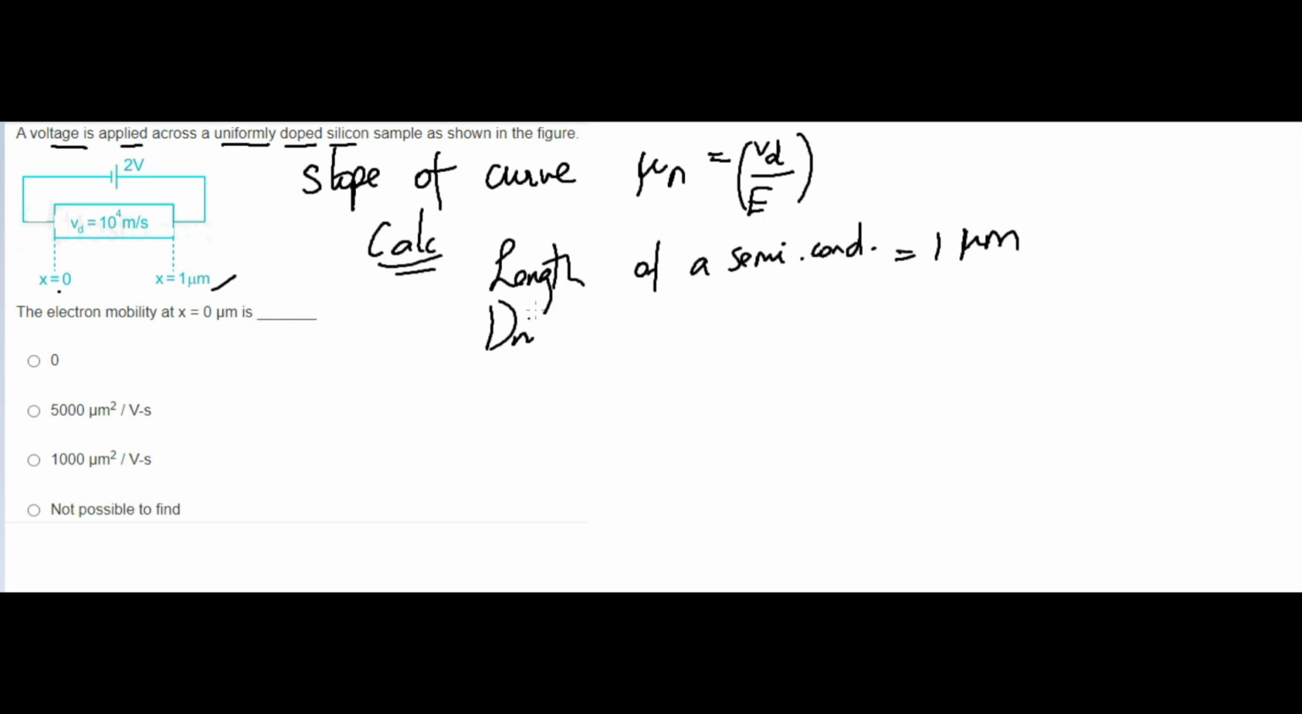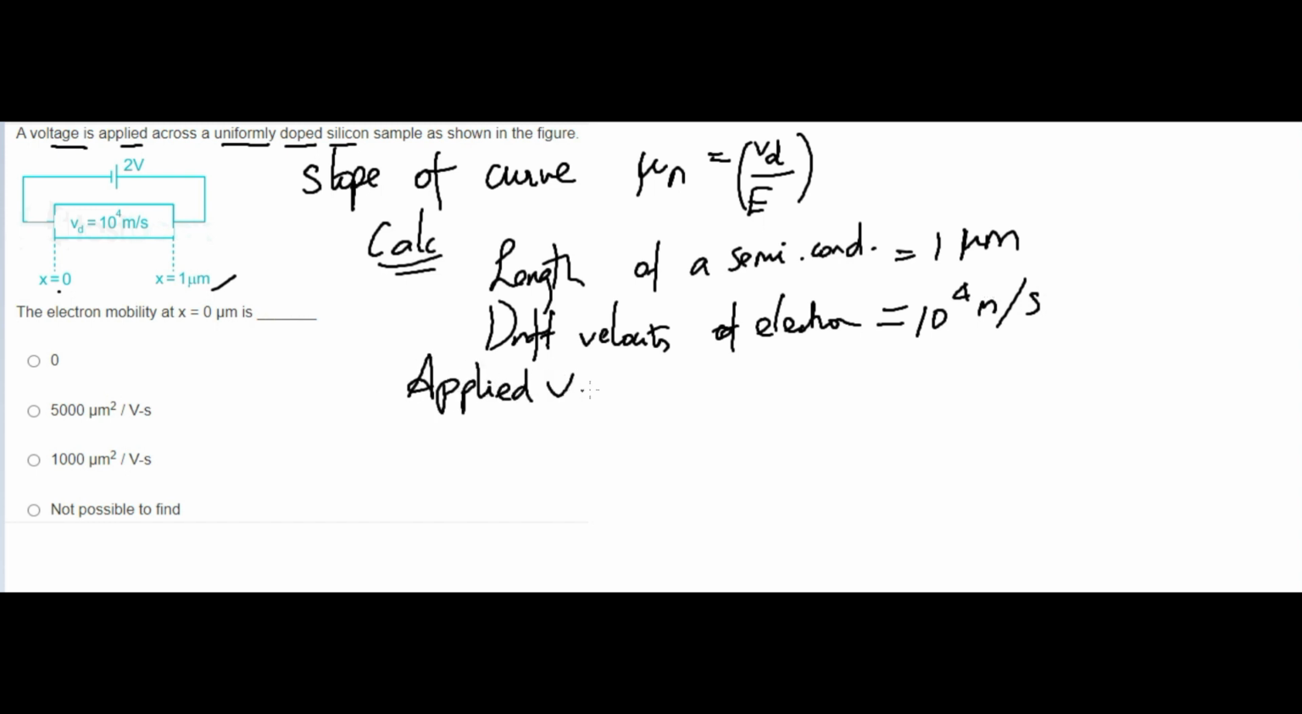And drift velocity of electrons, which is equal to, what is the velocity they have given? Vd. This is the d for drift, v for velocity. 10 power 4 meter per second. So they have applied a voltage of 2 volts. You can see the applied voltage is equal to 2 volts. That 2 volts is available here.